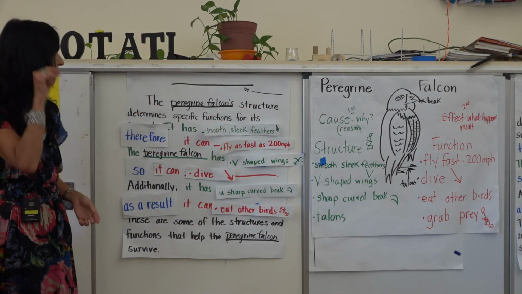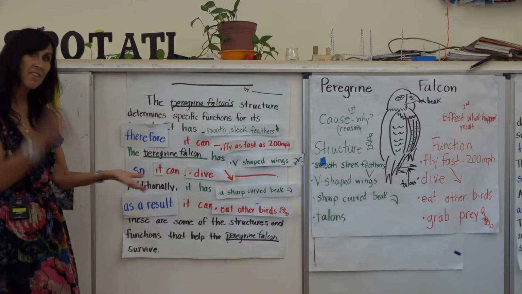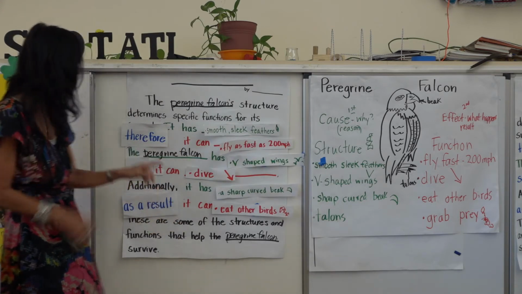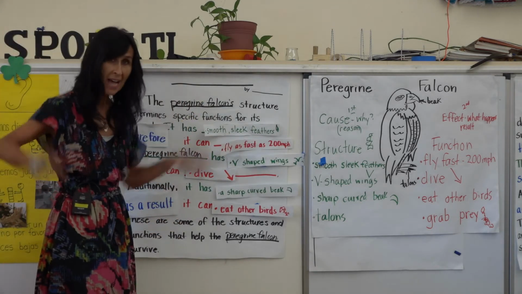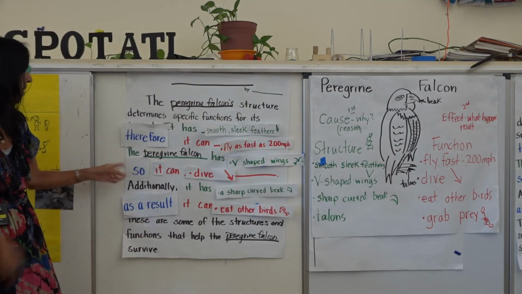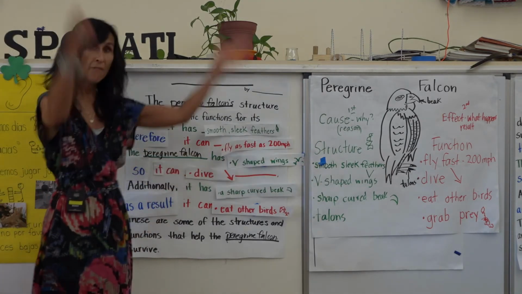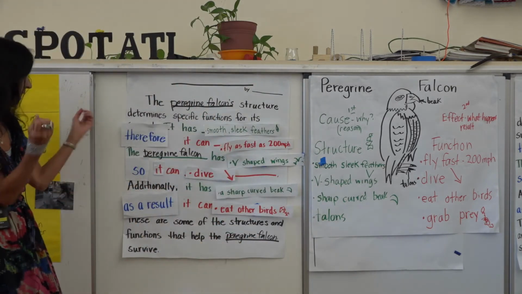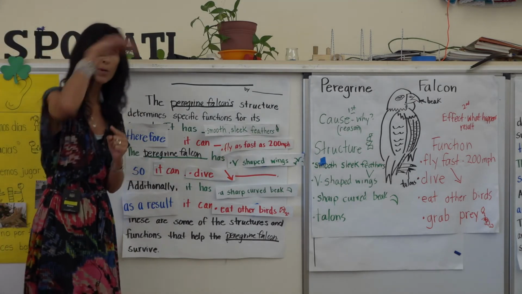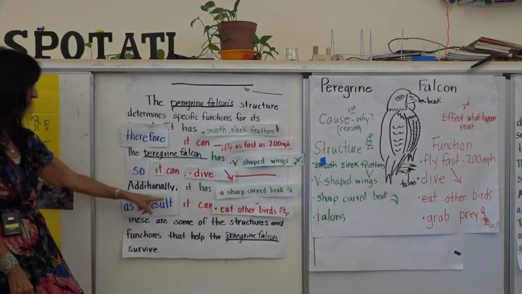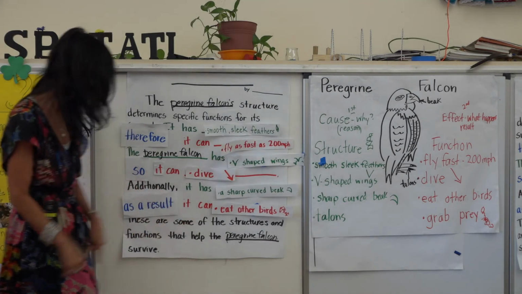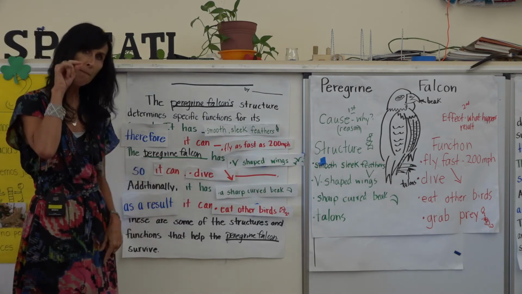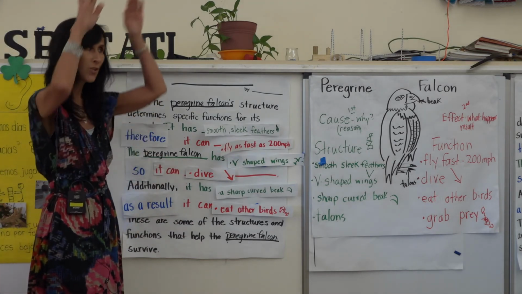The peregrine falcon's structure determines specific functions for its survival. It has smooth, sleek feathers. Therefore, it can fly as fast as 200 miles per hour. The peregrine falcon has V-shaped wings, so it can dive. Additionally, it has a sharp, curved beak. As a result, it can eat other birds. These are some of the structures and functions that help the peregrine falcon survive.